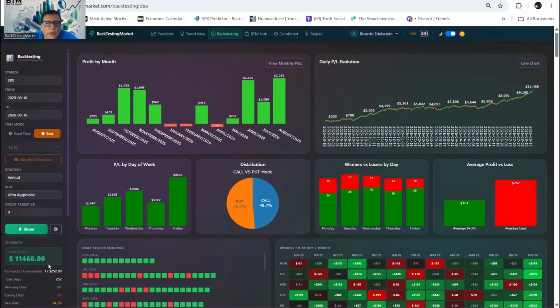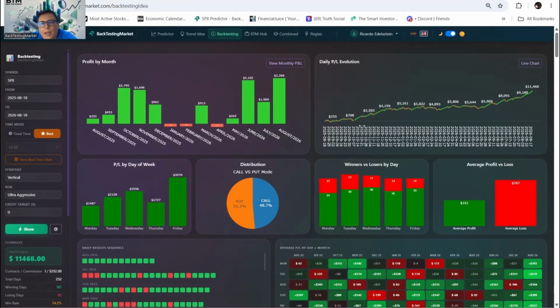Please compare with a CD. A CD is probably giving you like 3, 4, even 5% a year. Okay, here is almost 425% in 1 year if you started with $2,500. It's incredible. Well, if you start with $5,000, you have 200 and something percent.